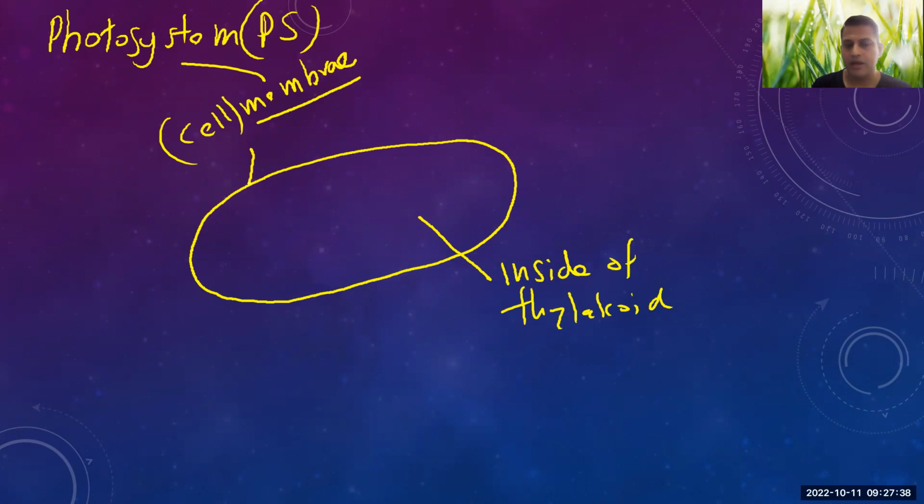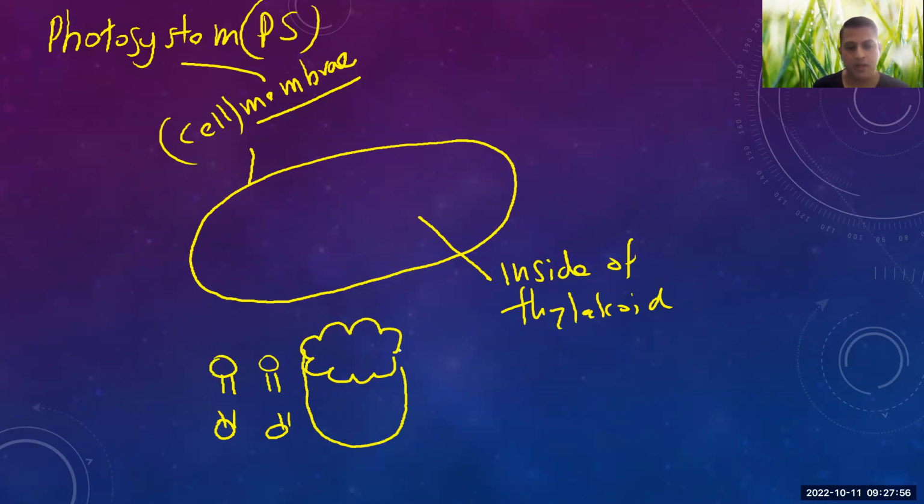If we enlarge the membrane a little, we can see the phospholipid bilayer, and inside the phospholipid bilayer we can find the photosystem like this. If you recall the previous knowledge of the cell membrane, it is a phospholipid bilayer, and within it you can find proteins. It's a little bit similar. Inside the phospholipid bilayer, we can find these photosystems.